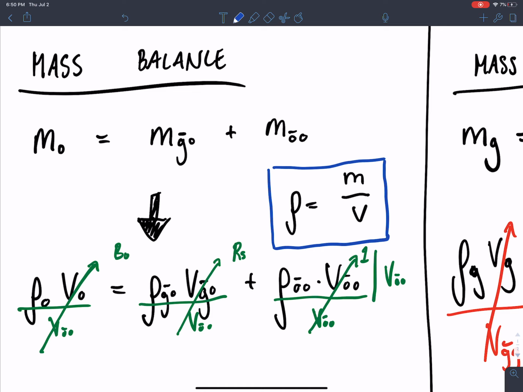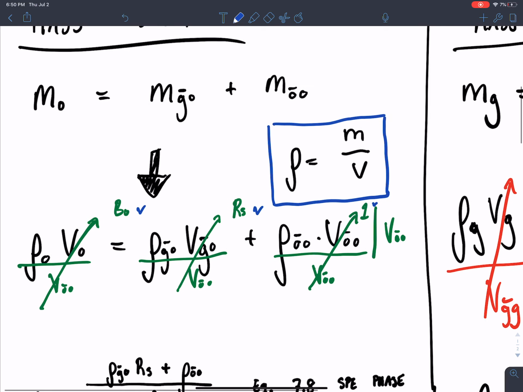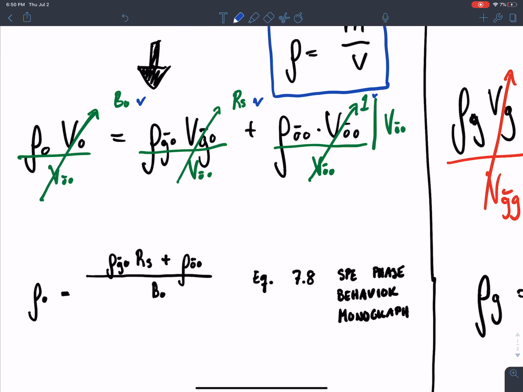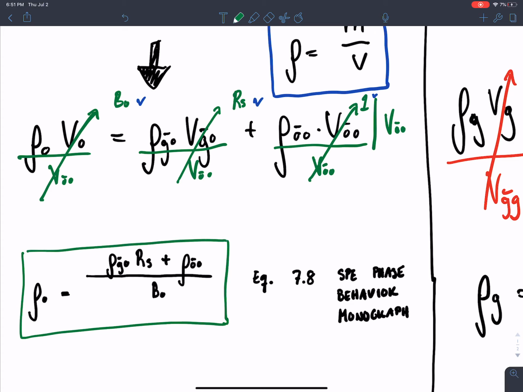as we are dividing by the surface oil volume, we can actually see that these things simplify to become Bo, Rs, and 1. Which leaves us with this particular equation right here, that the reservoir oil density is equal to the surface gas density times the solution GOR plus the surface oil density, divided by Bo.